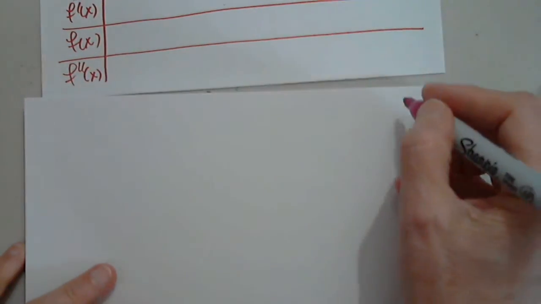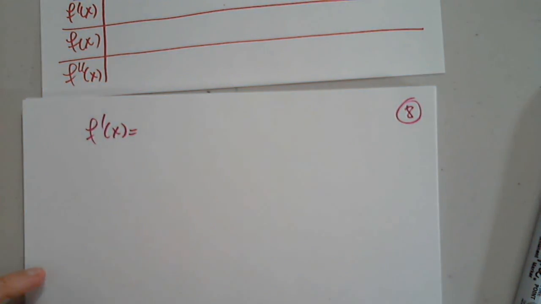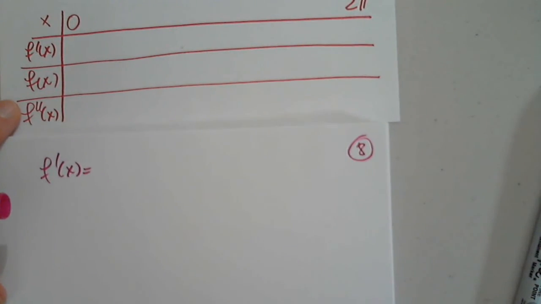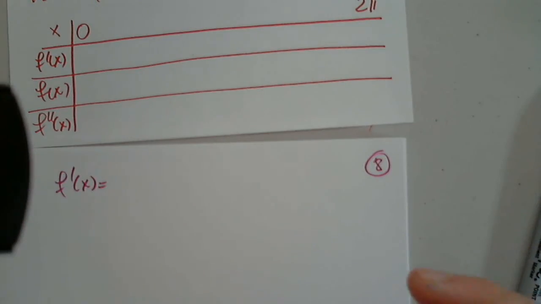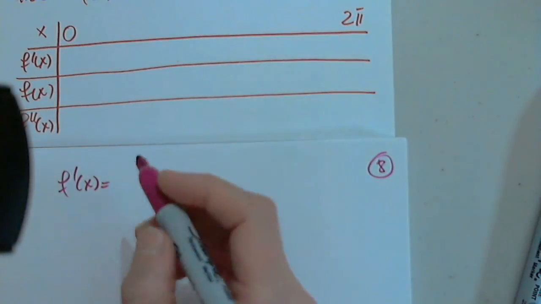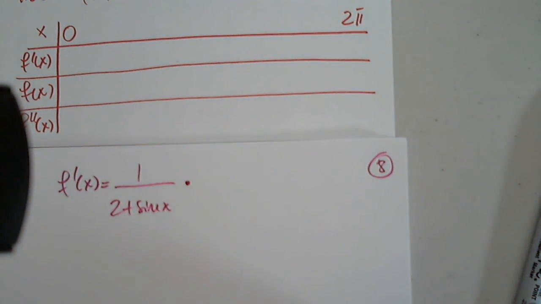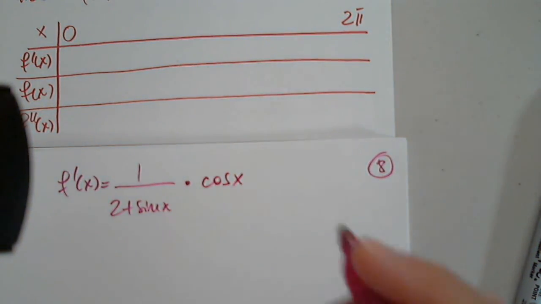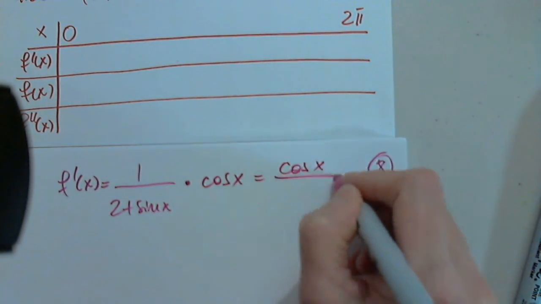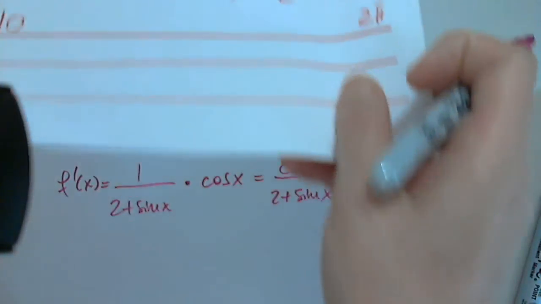Good pick. Which page am I on? 8. Okay. So let's find f prime. Can anyone help with the derivative? 1 over 2 plus sine x, times cosine x. Good, that's perfect. So f prime is cosine x over 2 plus sine x. Okay, who cares? I don't need critical numbers. I don't need to study the sign. I move on directly to the second derivative.